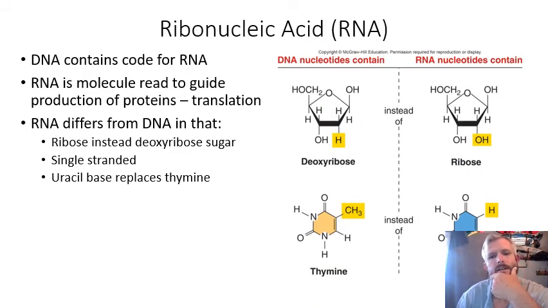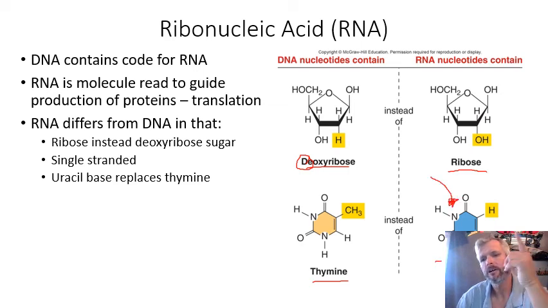So here's showing the differences in nucleic acids. Deoxyribonucleic acid, DNA, has deoxyribose. RNA instead has ribose as its sugar. The other main thing is thymine is substituted with uracil in RNA. And the other main thing is RNA is single-stranded, where DNA is double-stranded.